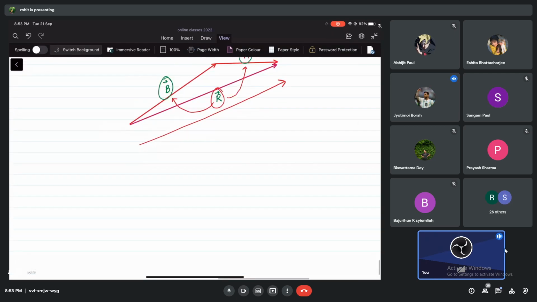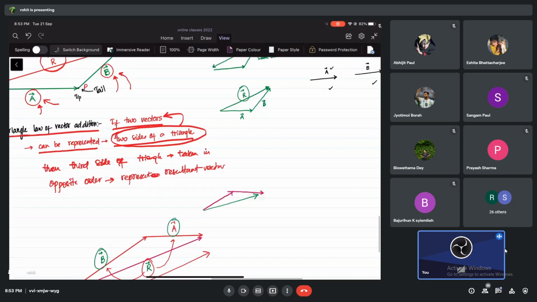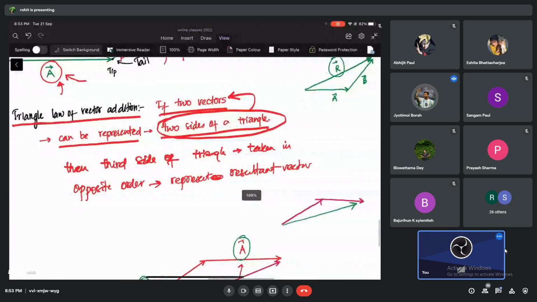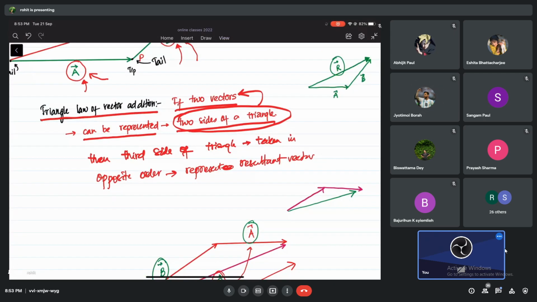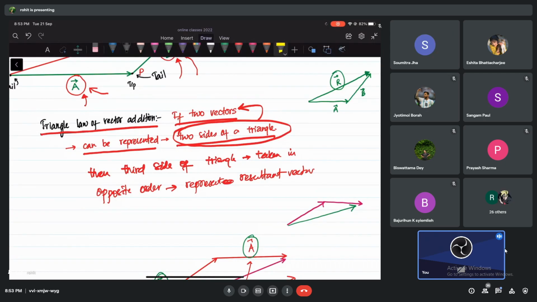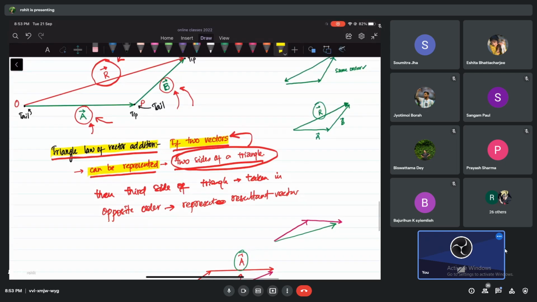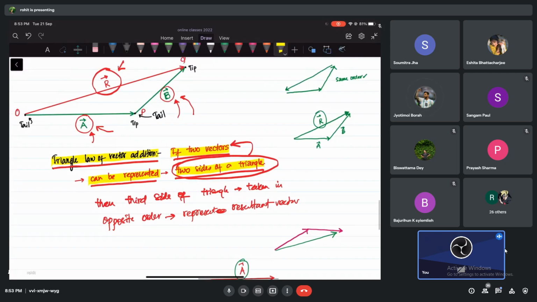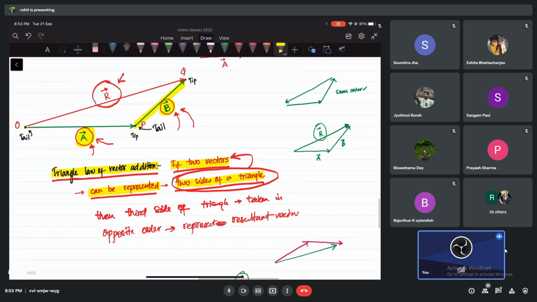Okay, guys, I hope so. Again, sir? Which part exactly? The triangle law, sir. Okay, triangle law, let's read together. Triangle law means: if two vectors can be represented by two sides of a triangle, see, this is vector A and this is vector B, and I want to add them. If I can represent them by two sides of this triangle, then the rule says the third side taken in the opposite order will automatically represent your resultant vector. That is your triangle law.